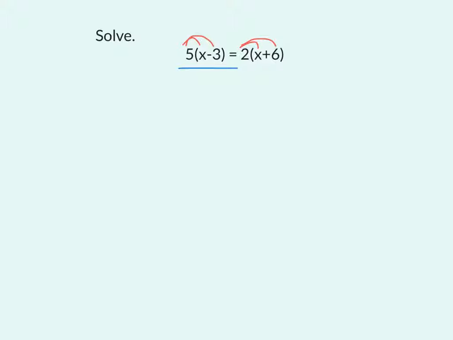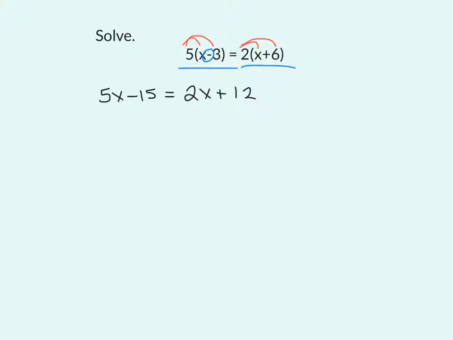parentheses. So 5 times x is 5x. 5 times negative 3, don't forget the negative sign, is negative 15. Now we'll look at the right side of the equation. 2 times x is 2x. 2 times a positive 6 is a positive 12, so that would be plus 12.